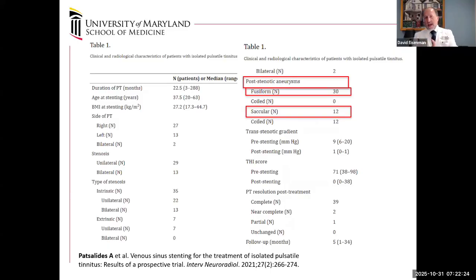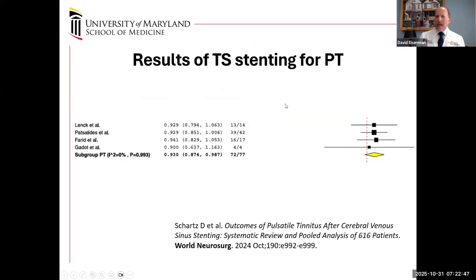And it is the case, we know now, that all of those are actually sigmoid sinus dehiscences. They're ectatic, expanded sigmoid sinuses with dehiscence of the sinus wall, but they're not seeing the dehiscence because they're doing only MR-based imaging. And in fact, every single one of his 42 patients who he had stented had a sinus wall anomaly. So you're seeing the same, and let me just point out that their success rates are great with transverse sinus stenting, around the same as with sinus wall reconstruction, 94%.